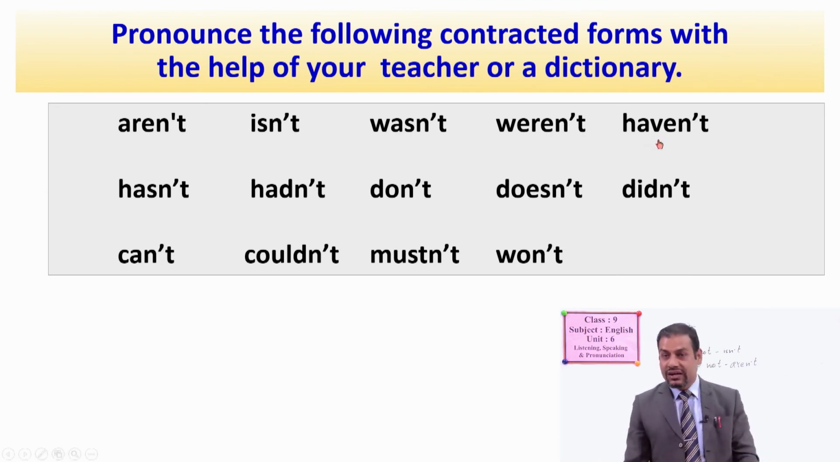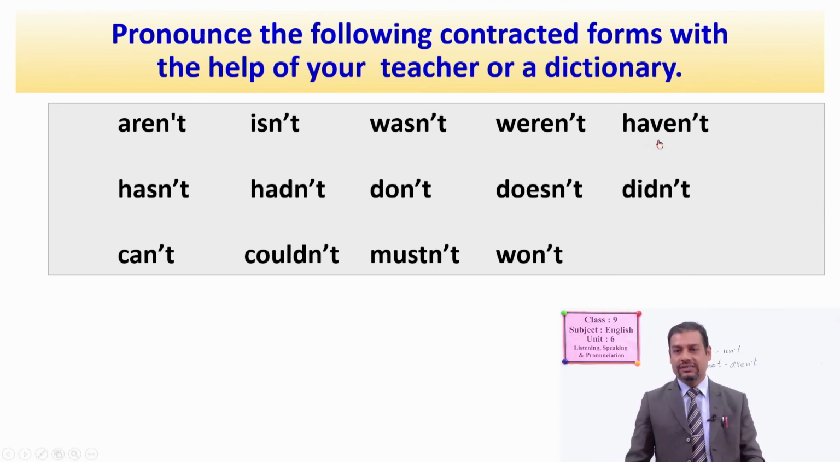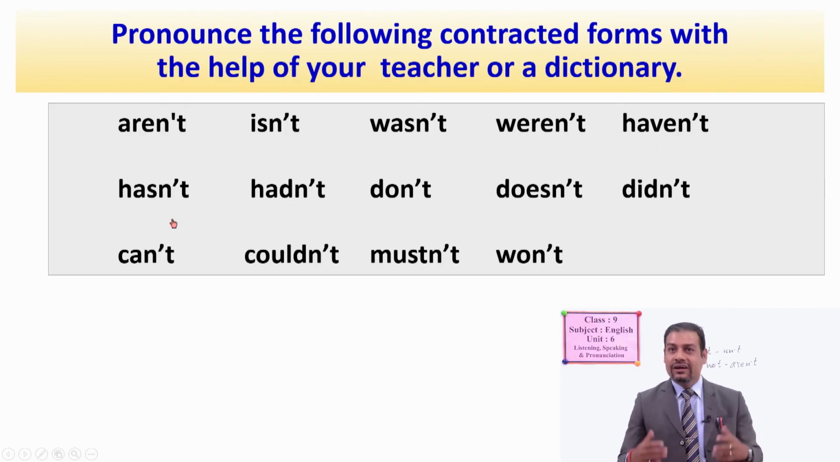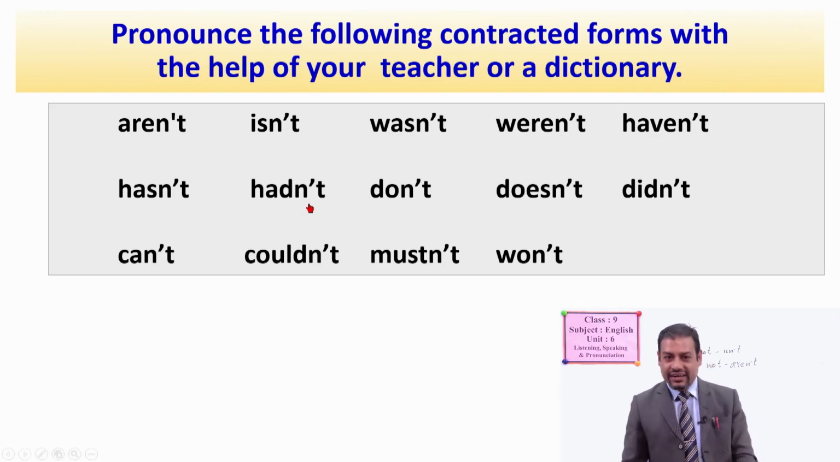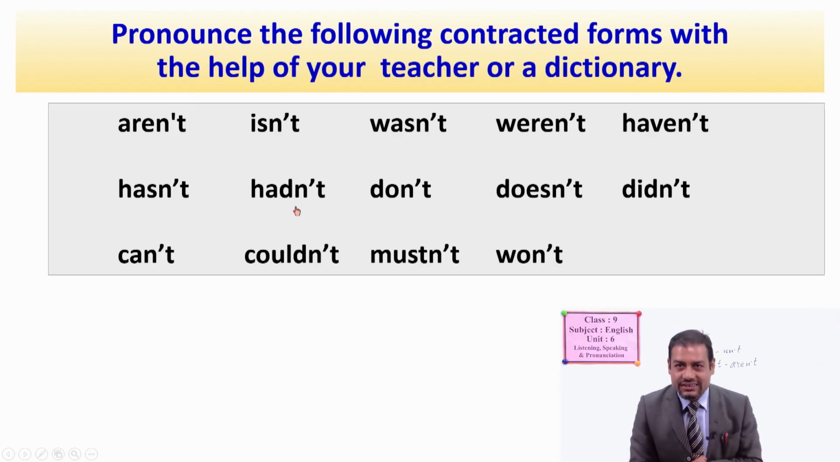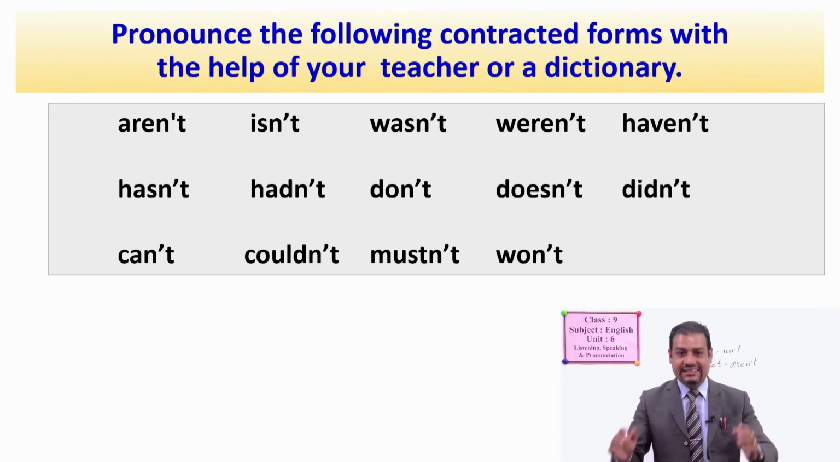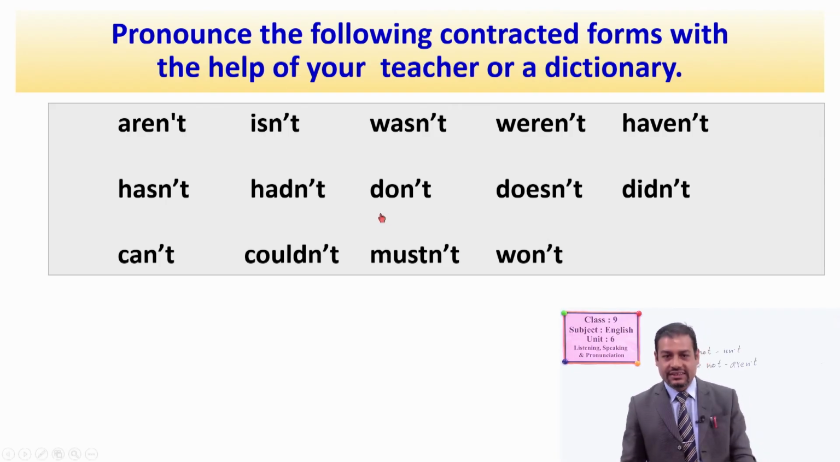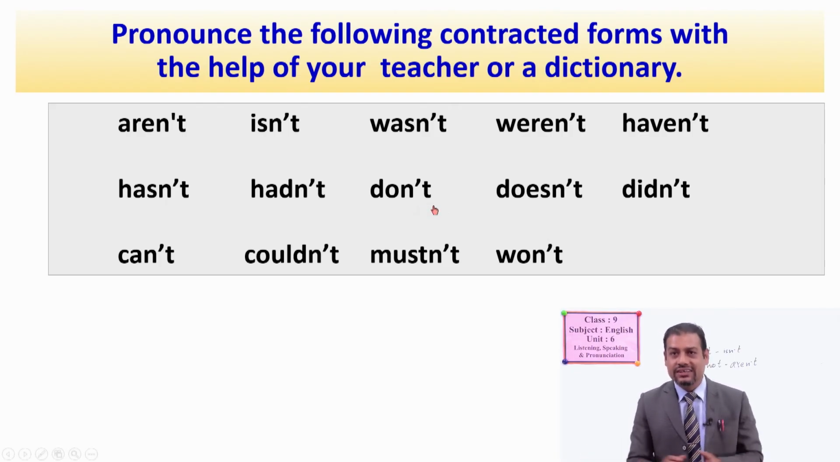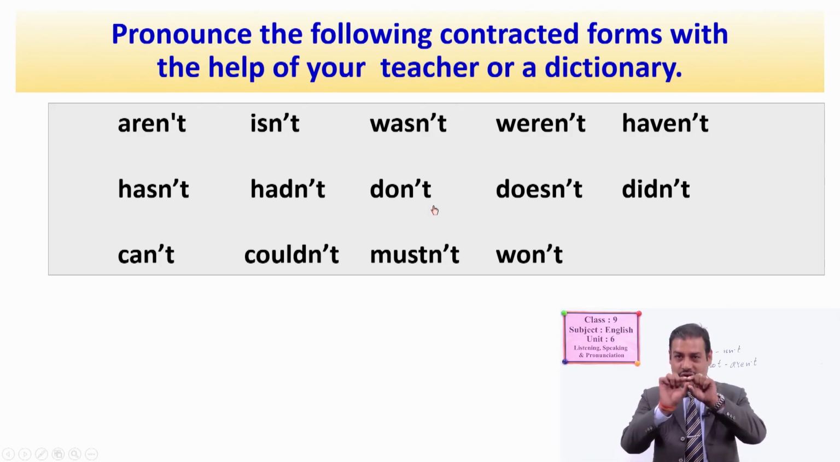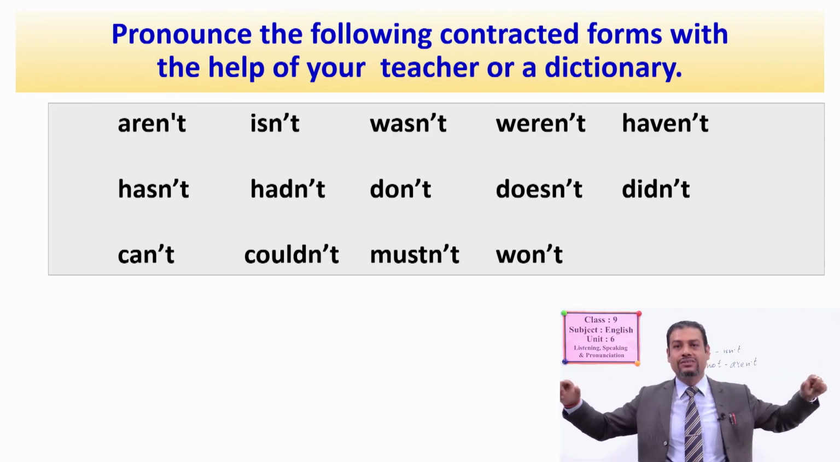Similarly, you have to pronounce "have not". It is haven't. All of you pronounce haven't. Good. Next one, hasn't. Once again, hasn't. Good. Again, we have another word. How do you pronounce it? A bit loudly, please. I want to hear you. Yes, hadn't. Next, don't, and it is the contracted form of "do not".